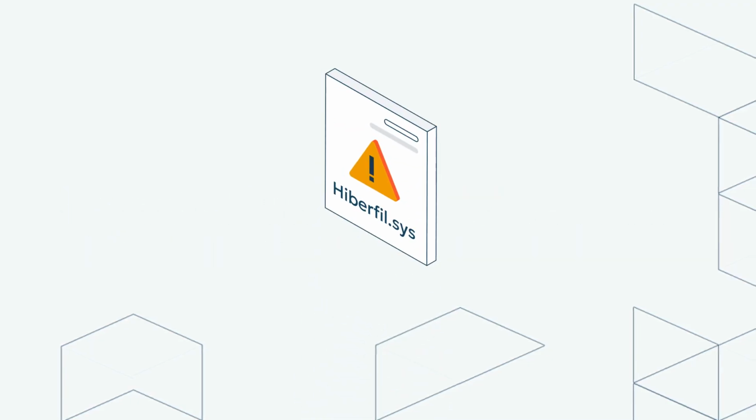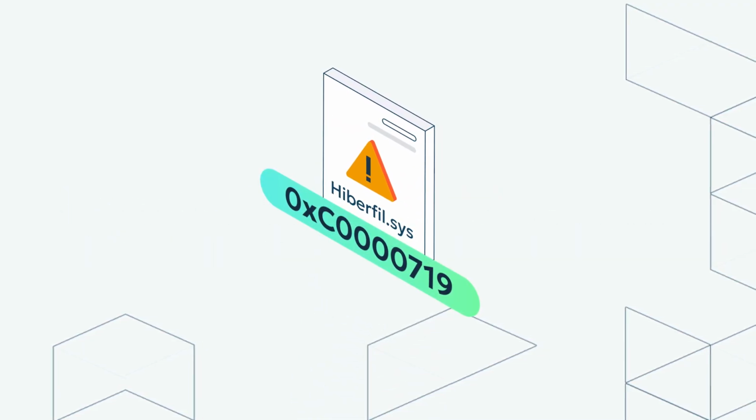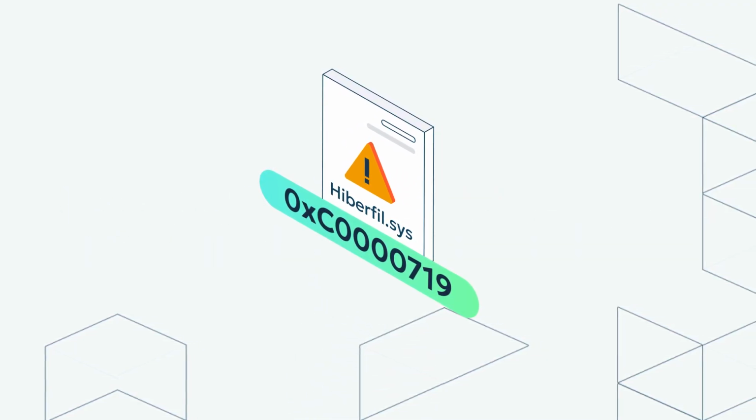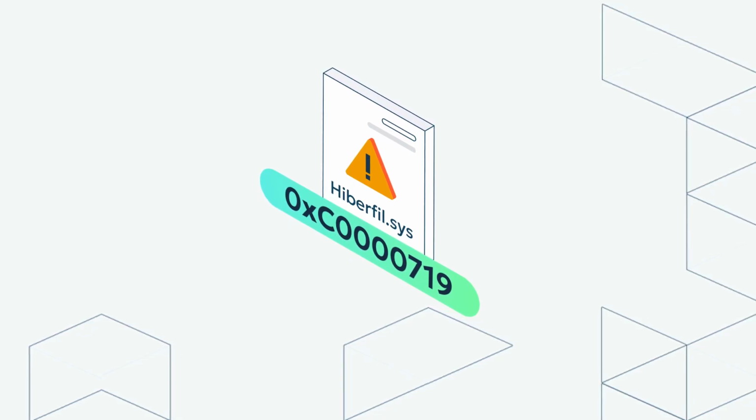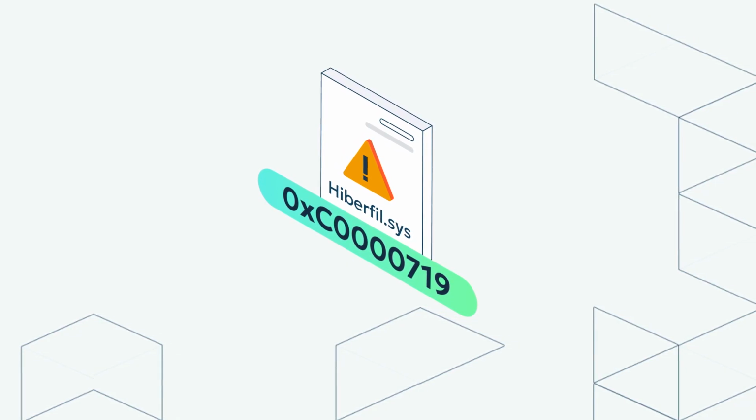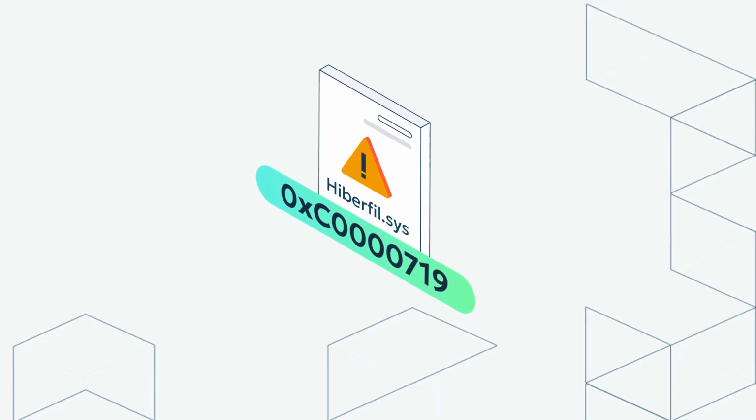Resolving Hiberfil.sys error 0xC0000719 doesn't just fix hibernation, it restores system reliability, ensures smoother updates, and keeps your Windows environment running the way IT teams expect.